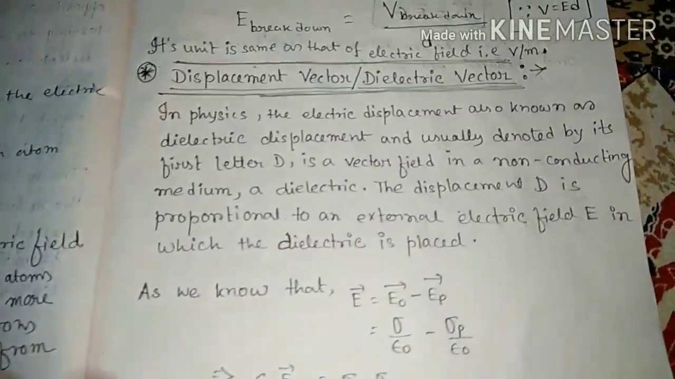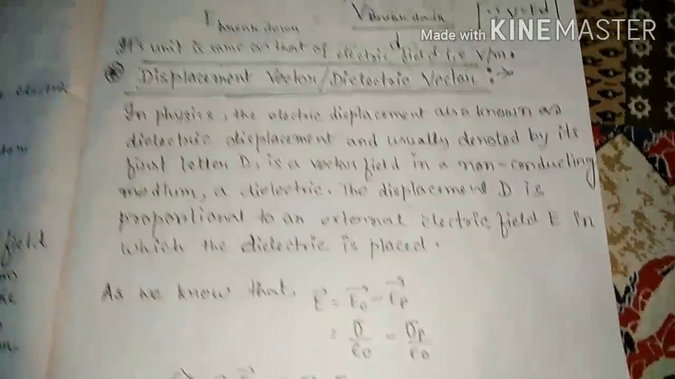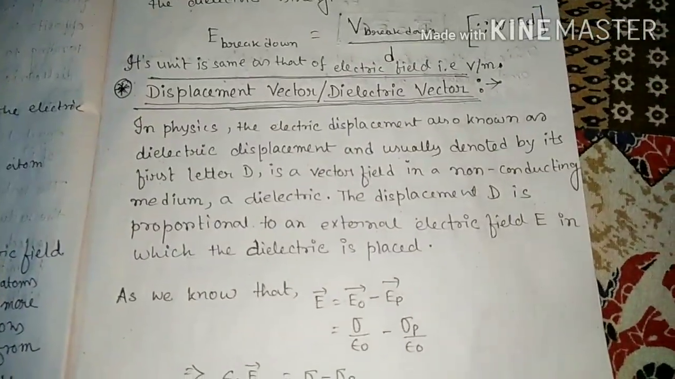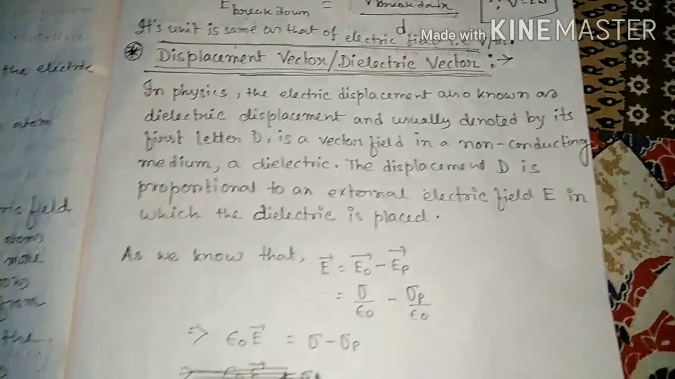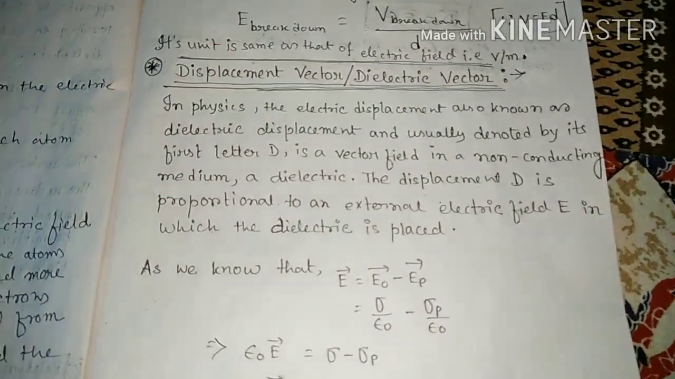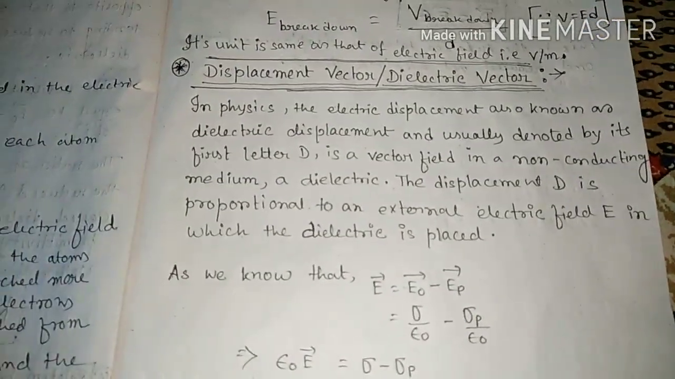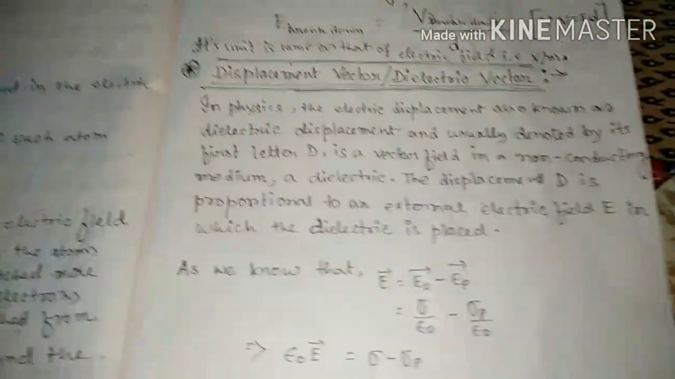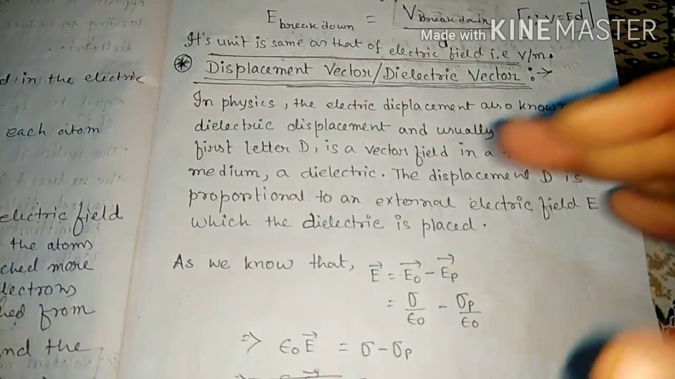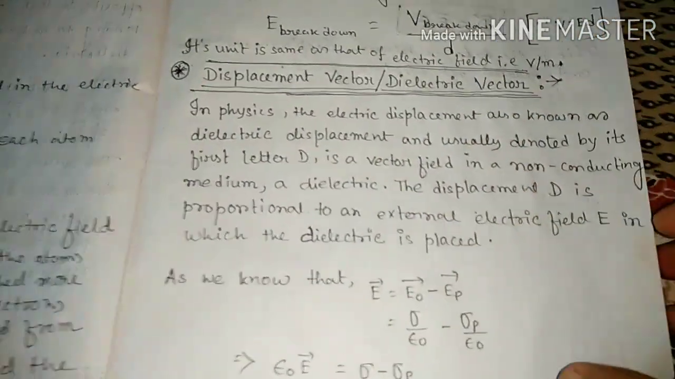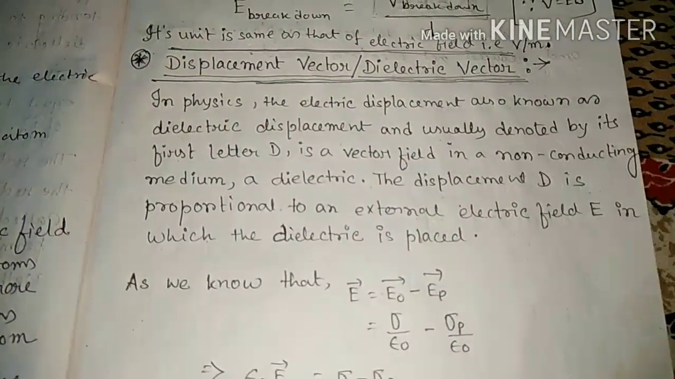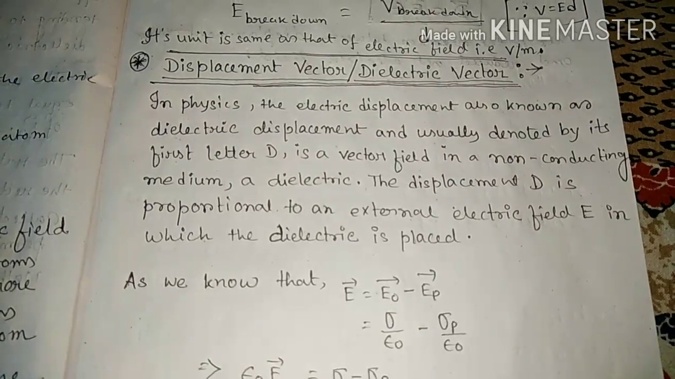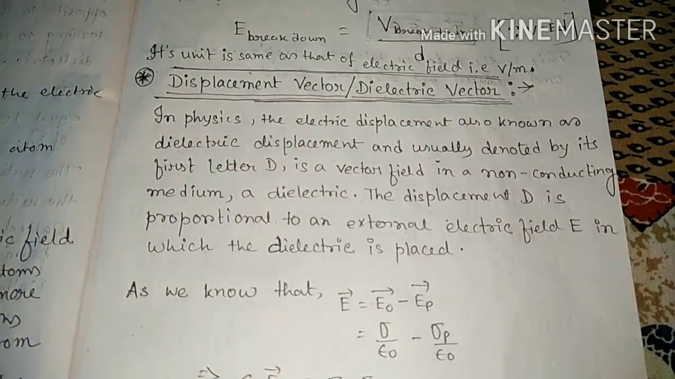And another one, the last topic of today's class: displacement vector or dielectric vector. I think this is not included in your syllabus, but you have to know at least the idea. In higher study you will study this in detail. Displacement vector or dielectric vector is denoted by capital D.